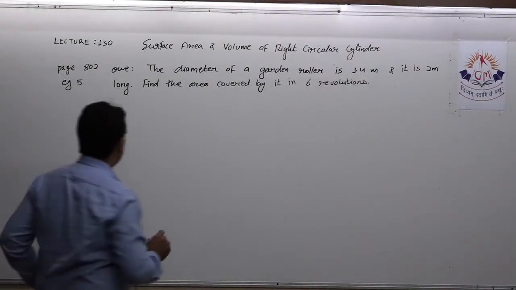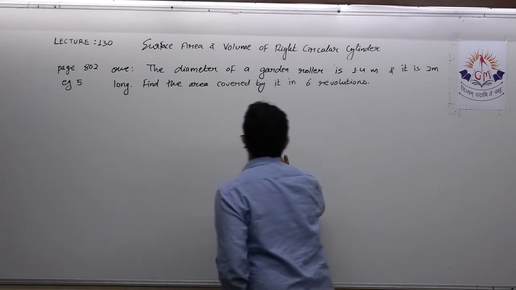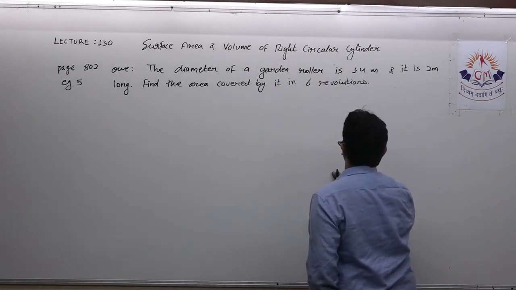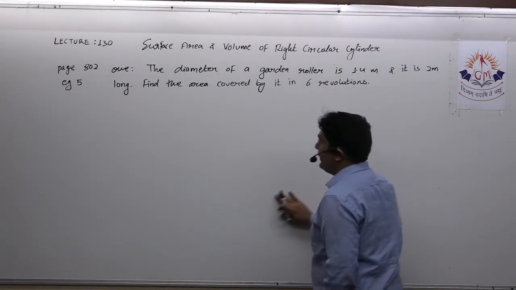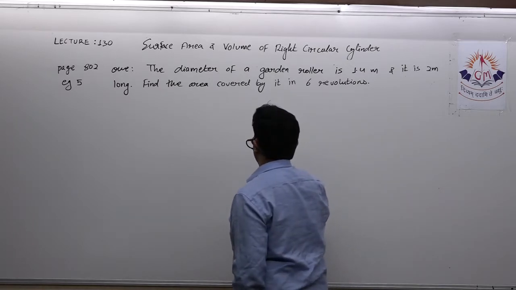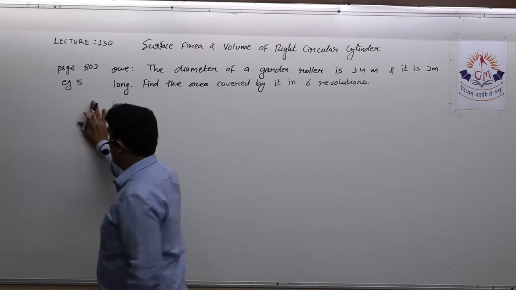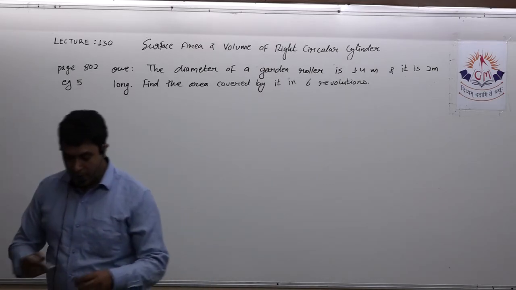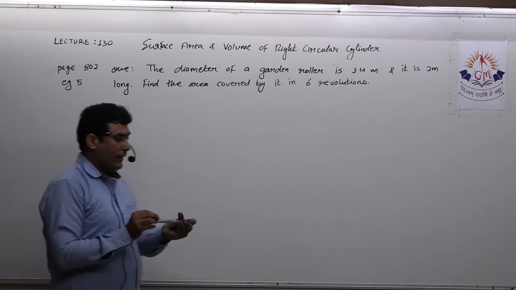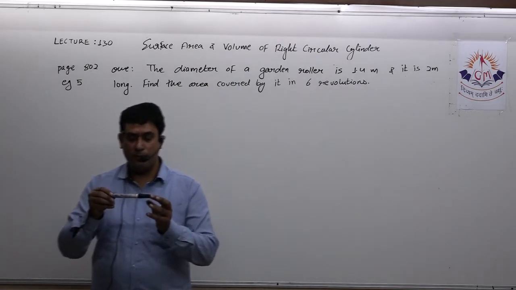Okay, so this is the next question. The diameter of a garden roller is 1.4 meter and it is 2 meter long. Find the area covered by it in 6 revolutions. Taken from page number 802, example 5. Okay, they are talking about a garden roller. For a while, I'm assuming this is the garden roller.